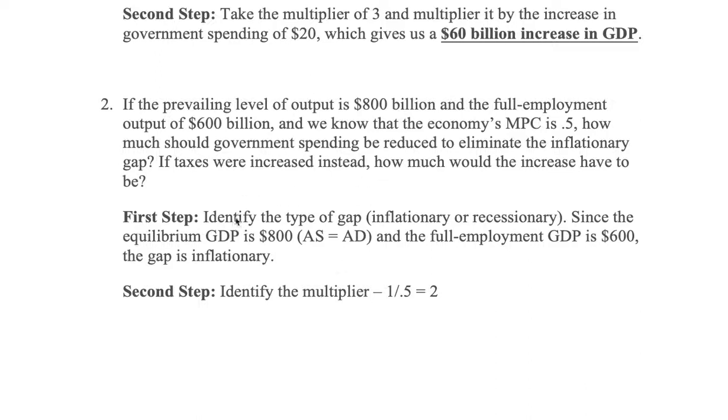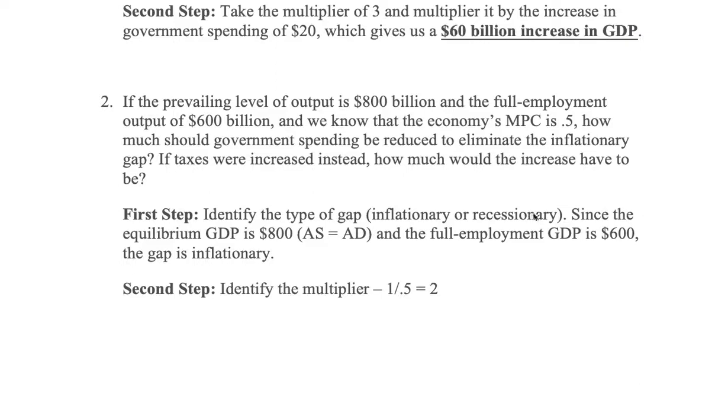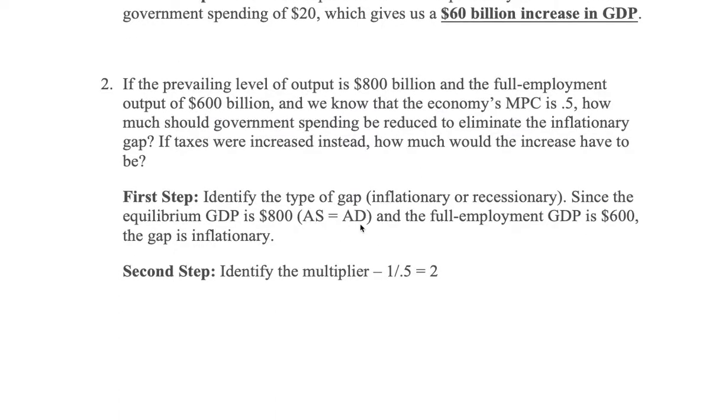So what I've done here, first step, is identify the type of gap. It's inflationary, since the equilibrium is 800, which is greater than full employment. So I have an inflationary gap of 200, and I want the government to eliminate that. That's what we're saying right there. How much should government spending be reduced? Well, the second step would be to identify the multiplier, which is critical. The multiplier is 1 divided by MPS, 0.5. So the multiplier is 2.